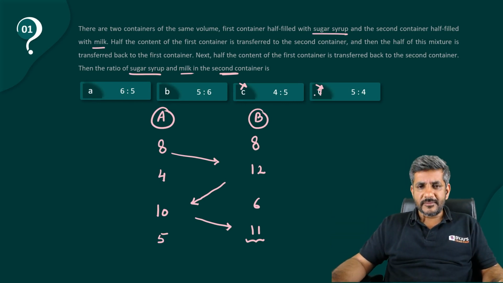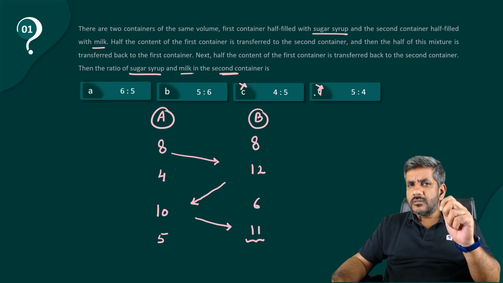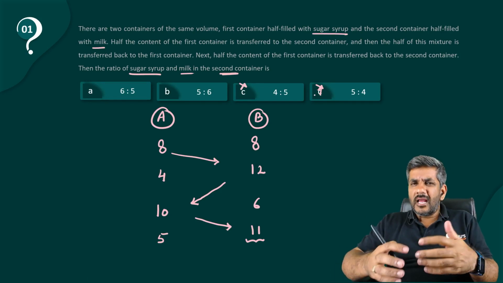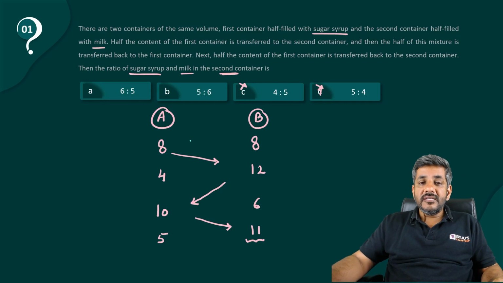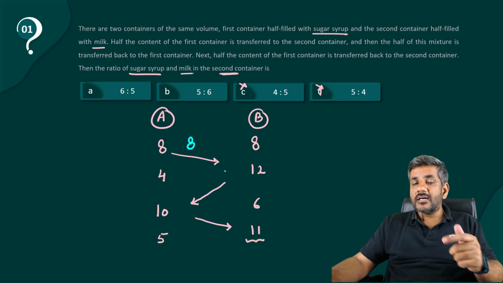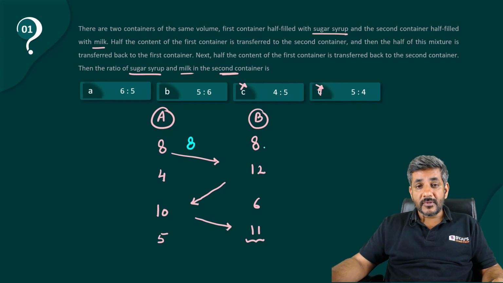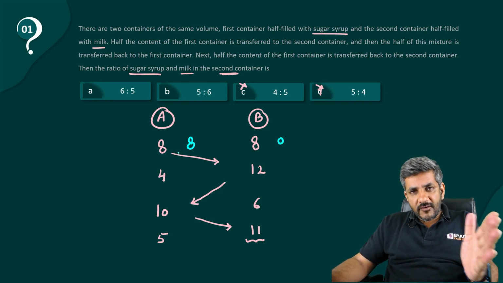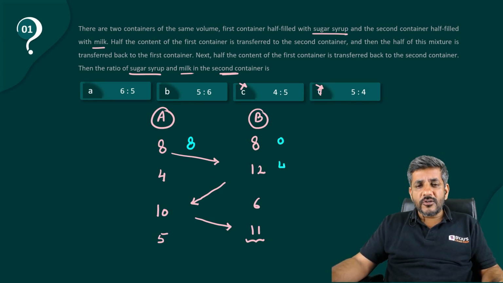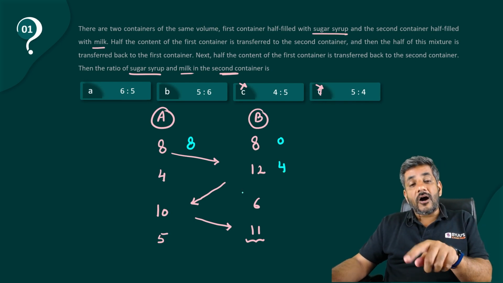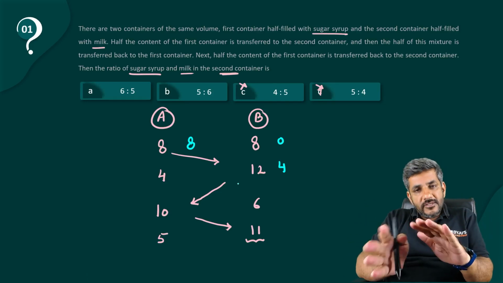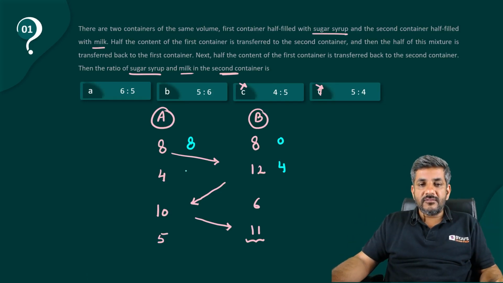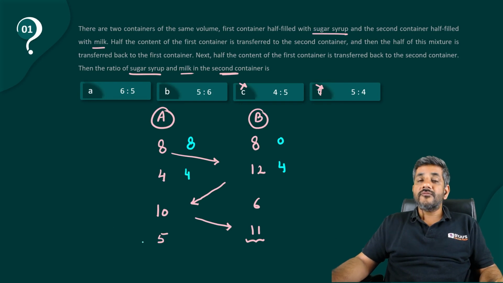What else can I do here? Now here I have written only the total quantities. Let's talk about the sugar syrup now. As I said, you can talk about any one of them, sugar or milk. Let's talk about sugar. Initially, how much sugar was here? 8. On the other side, we had 0 sugar. Okay. Now, when half of this is transferred, I have 4 sugar over here. If 4 sugar is here, how much is sugar on the other side? It is 8 minus 4. Total sugar is 8. So if 4 is over here, in the first container it would be 8 minus 4, that is equal to 4.